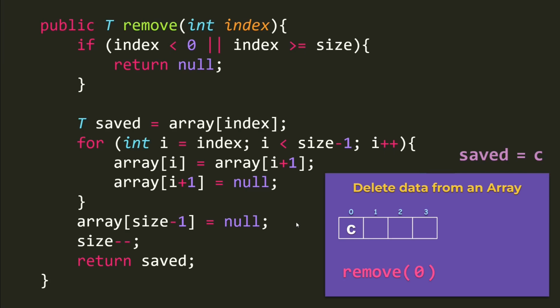We are on this line here. Array at size minus 1 equals null. So size is 1 and 1 minus 1 is 0. So this means array at index 0 is equal to null. This basically erases the C from the array. So as you can see, that is the use case for this line right here. And since we just removed C, we need to decrement size. So size minus minus, and then return saved.